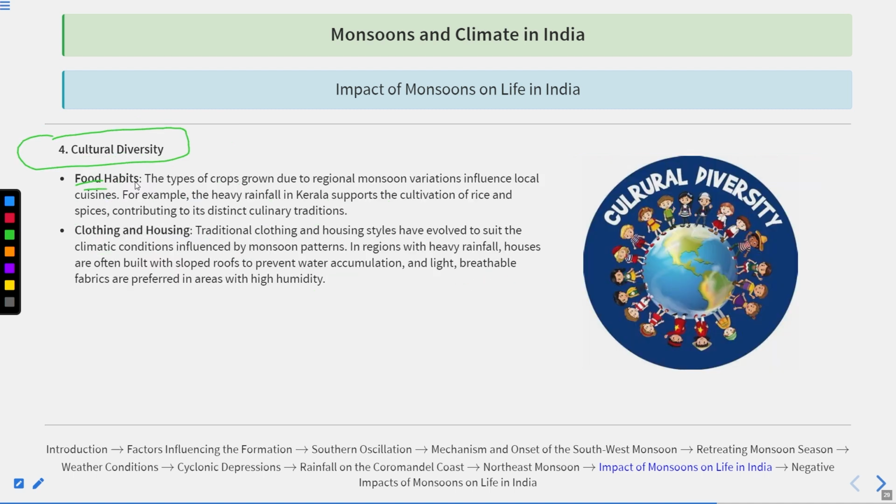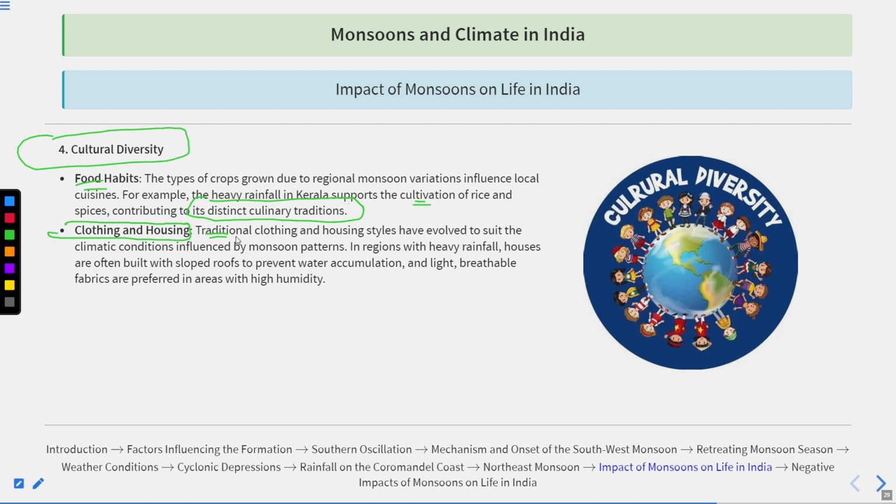Cultural diversity, the food habits. The types of crops grown due to the regional monsoon variations also influence the local cuisines. For example, the heavy rainfall in Kerala supports the cultivation of rice and spices. That's why they have distinct culinary traditions, having rice and spices in most of their diets.